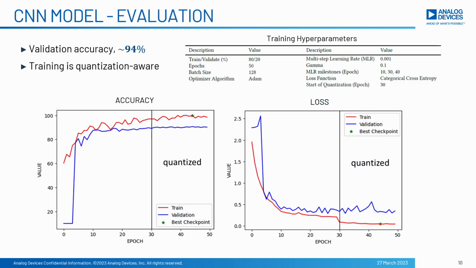So these are the hyperparameters that were used during training. At epoch 30, quantization-aware training starts. And then on epoch 44, that was where we found the best checkpoint for it. The training accuracy on that is 98% with a validation accuracy of 94%.